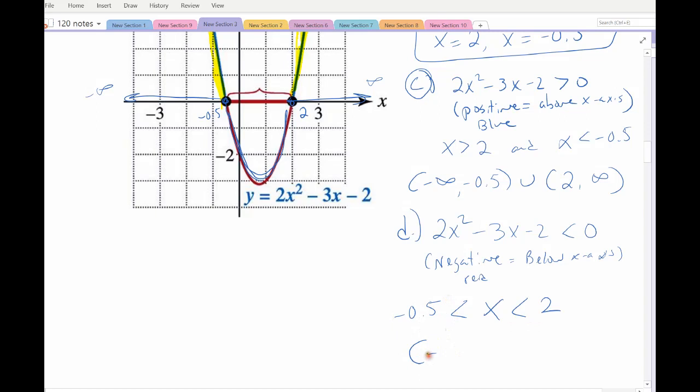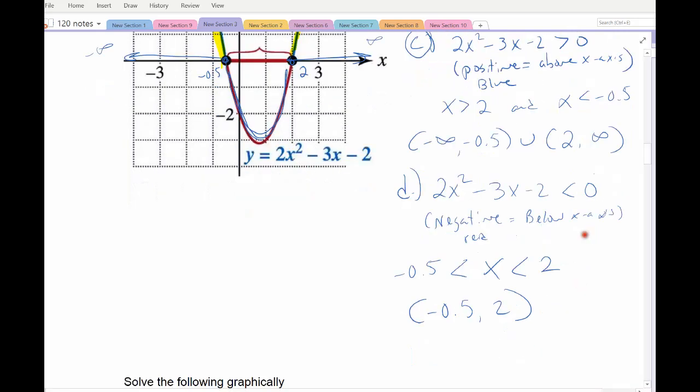If I use interval notation, it's between negative 0.5 and positive 2, not including them because it's not an equal to case. So that's where it's negative. Negative on the red part, positive on the blue part. Zeros are where it splits between the positive and the negative values.